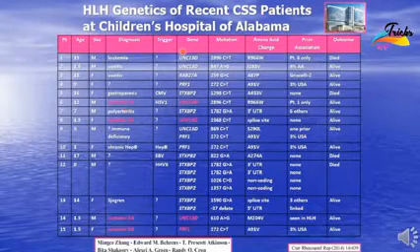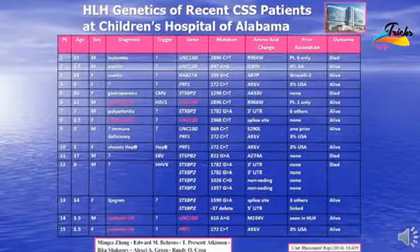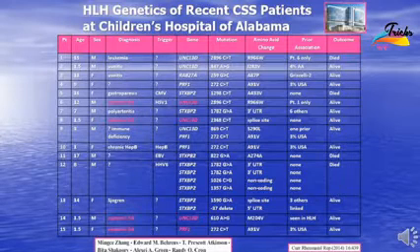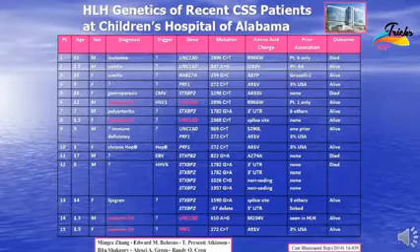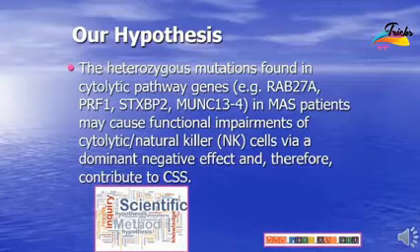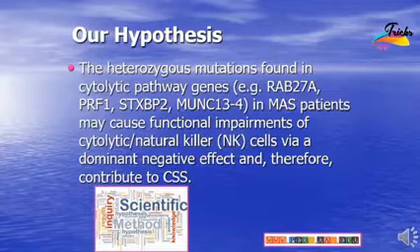And we were surprised to see that a high percentage of these patients had heterozygous or single copy mutations, sometimes multiple mutations in multiple genes in these same perforin pathway genes, despite the fact they're not showing up necessarily in infancy when the familial patients show up. And so we hypothesized that even having a single copy bad gene in this pathway may contribute to decreased cytolytic function, and we used NK cells to study this, and therefore contributed to the cytokine storm.